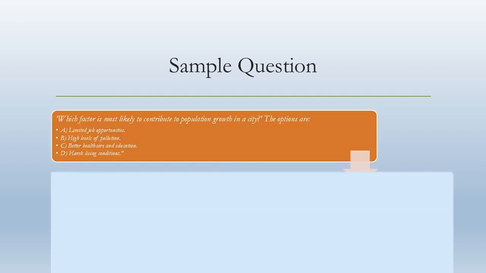Here's a question on human geography. Which factor is most likely to contribute to population growth in a city? The options are: A. Limited job opportunities. B. High levels of pollution. C. Better healthcare and education. D. Harsh living conditions. The correct answer is C.